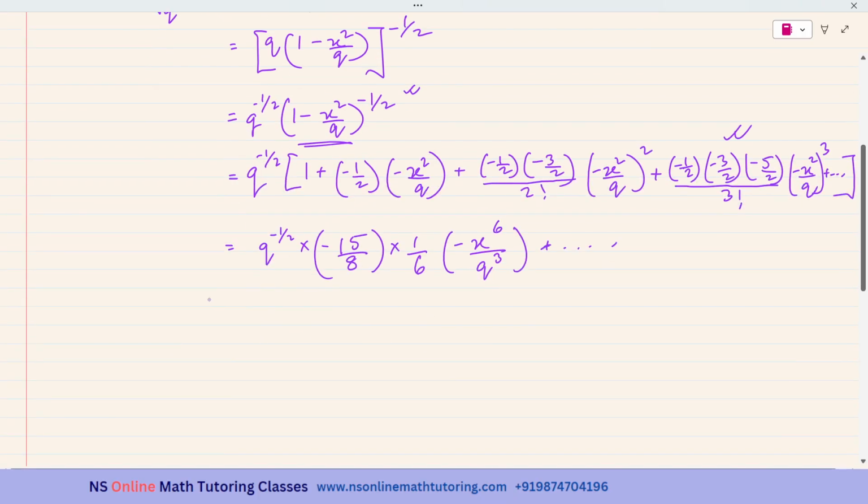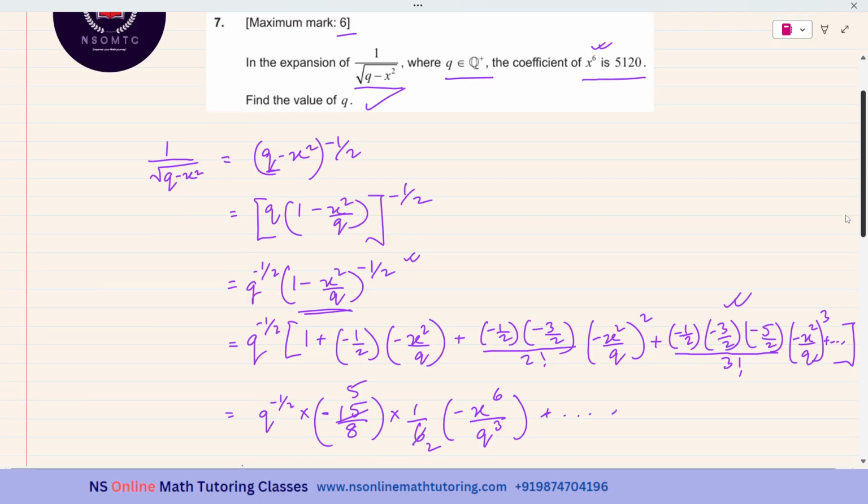And we will be taking the coefficient. So the coefficient is q to the power of negative half, and we are having minus over here, so it will be a plus. This can be cancelled, 3 times 2 and 3 times 5. So it is 5 over 16 and 1 over q to the power of 3. I'm not taking x to the power of 6 because I'm taking only the coefficient of x to the power of 6. And this is equal to 5 over 128.